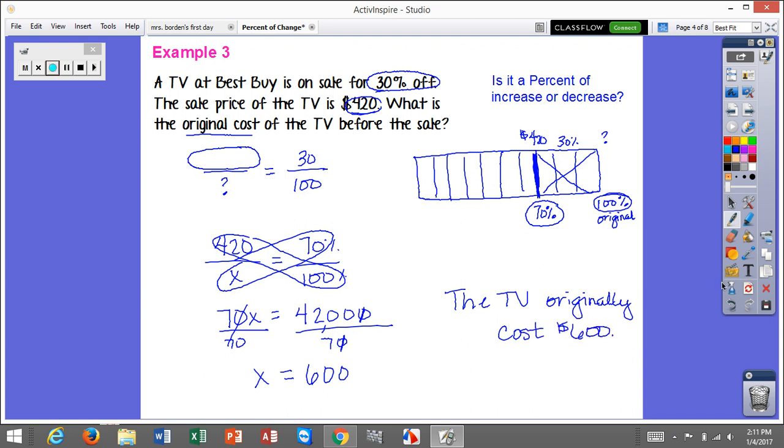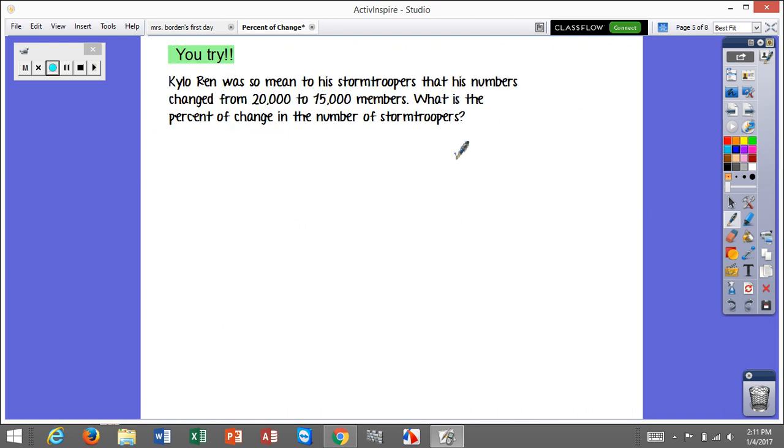Okay? You have a question to do on your own. Bring it to class tomorrow so that we can see that everyone understands how to find a percent of change question.